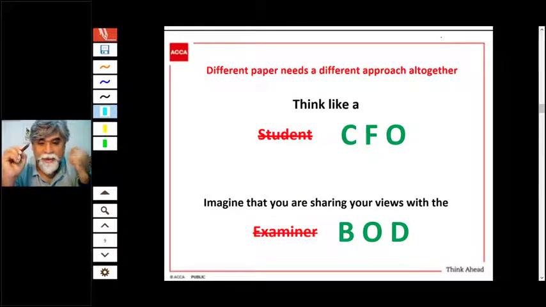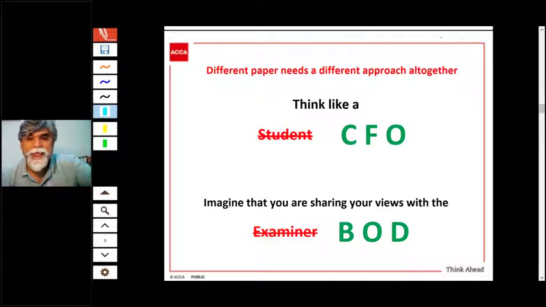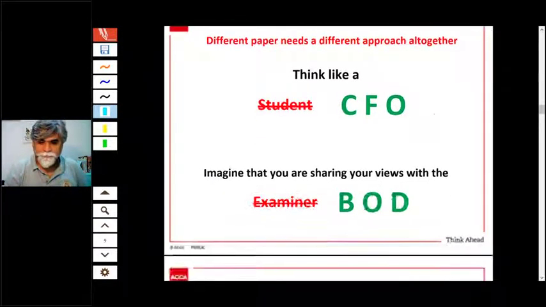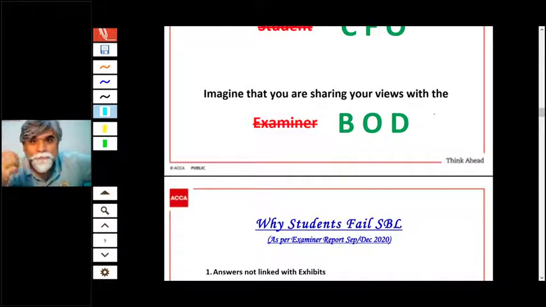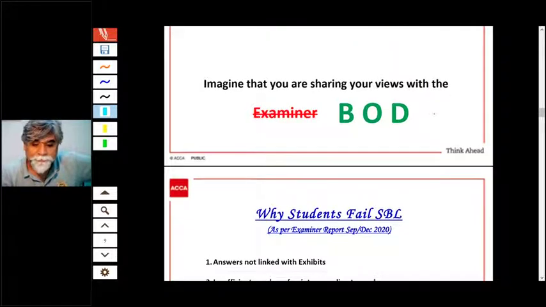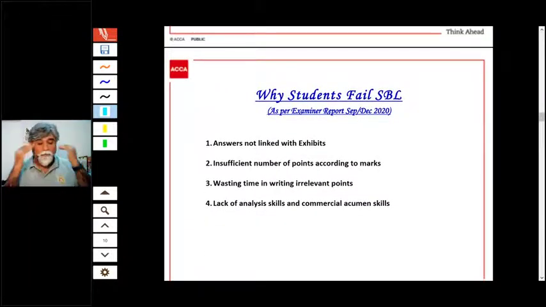So do you understand? Think like a CFO, not like a student, and imagine that you are sharing your views with the board and not the horrifying examiner. Try this mentality and you will feel the difference, I promise you. Can you feel the difference now in your confidence? Yeah, I can feel. All right, move on.